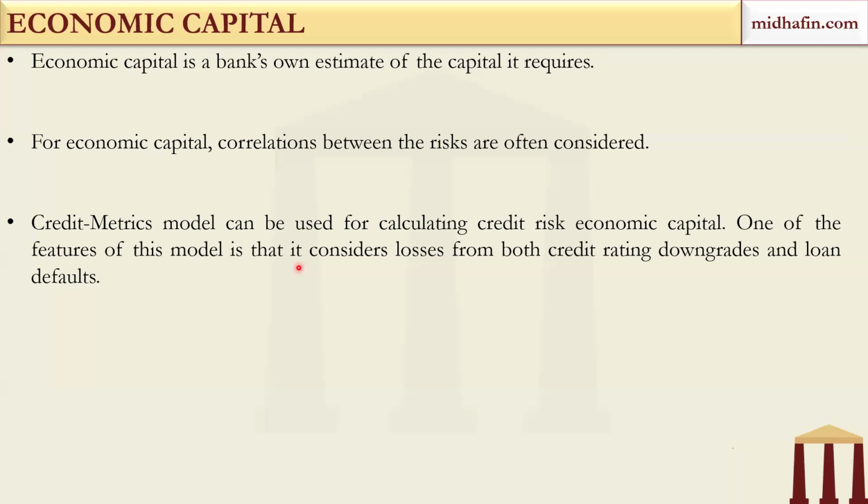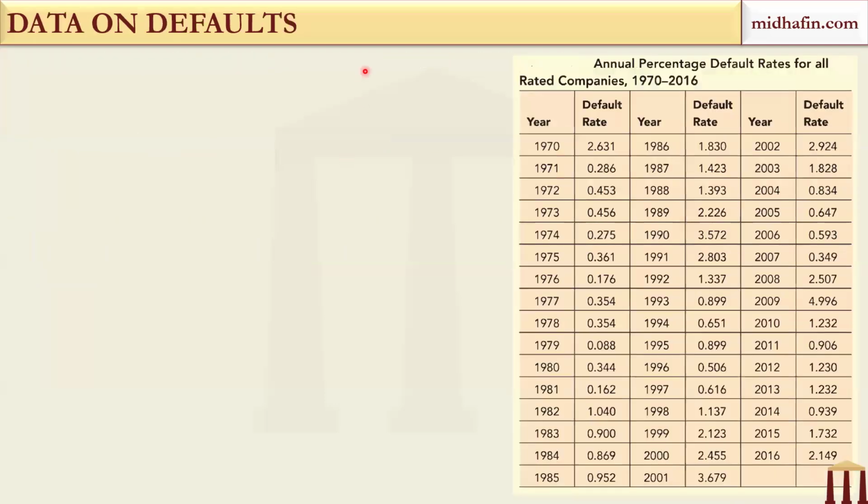Now let us see some data on defaults. This is a table. Annual percentage default rates for all the rated companies are shown from 1970 to 2016. This is again the annual percentage average default rates for all rated companies.